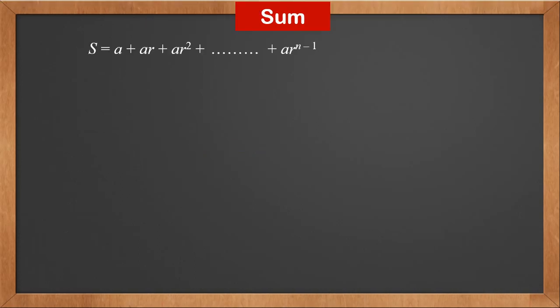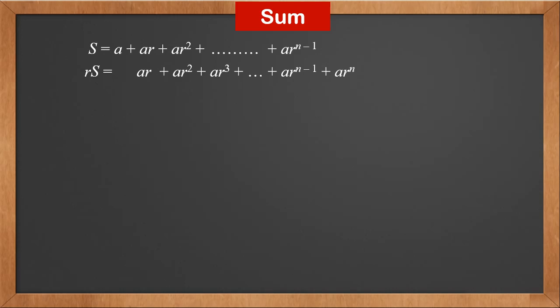Now let's find out the sum of a GP. S is A plus AR plus AR squared all the way to AR to n minus 1. Multiply R on both sides. The left side becomes RS. The first term A becomes AR.